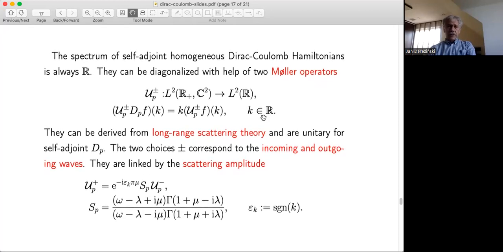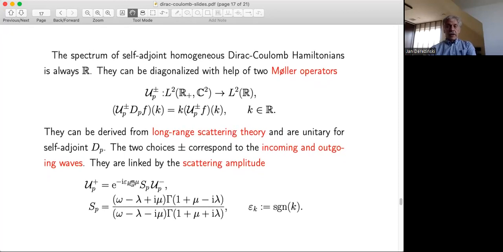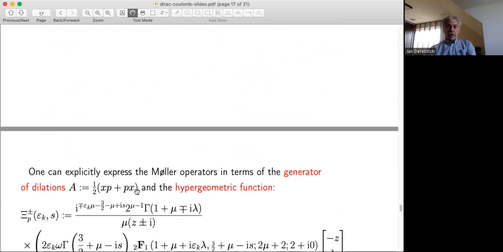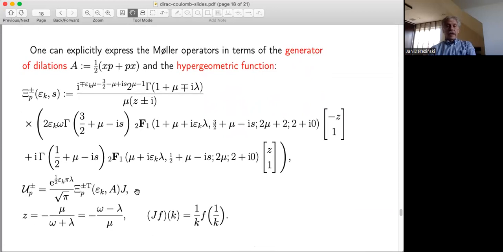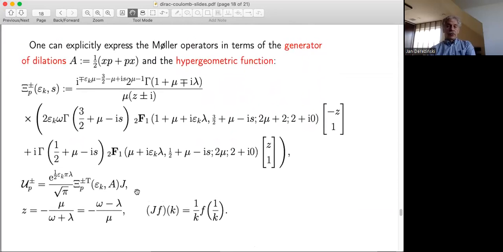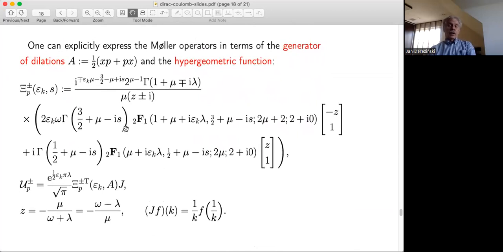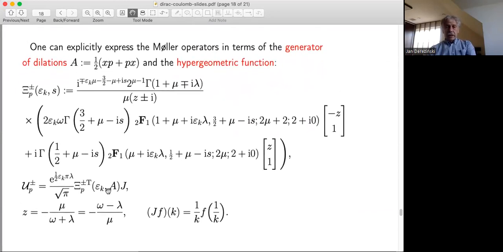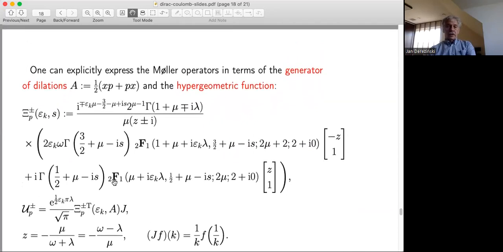And the Møller or wave operators, if you want, differ by a scattering amplitude, which can be computed exactly. So on the slides there are formulas for the scattering amplitude. The Møller operators are quite complicated. Again, I'm providing complete formulas, but you should not be scared by them. They can be computed in terms of the hypergeometric function, and also the operator A, which appears here, is the generator of dilations.